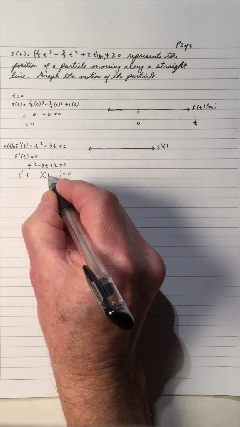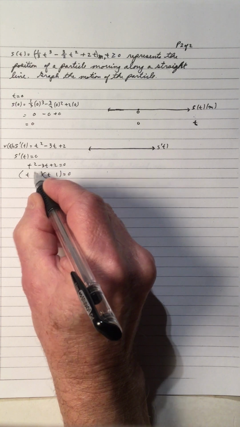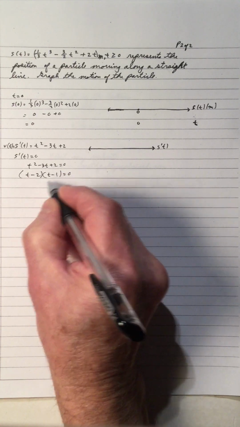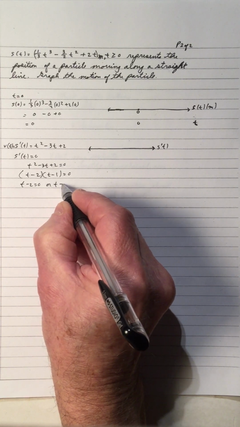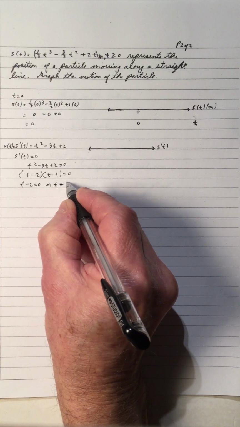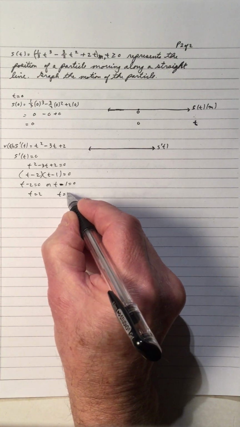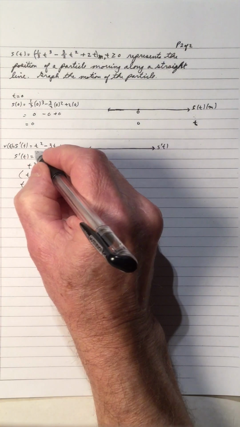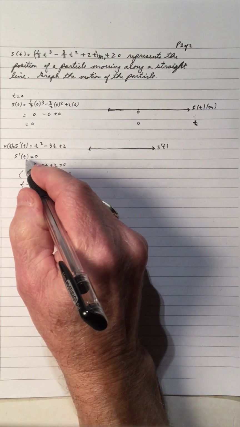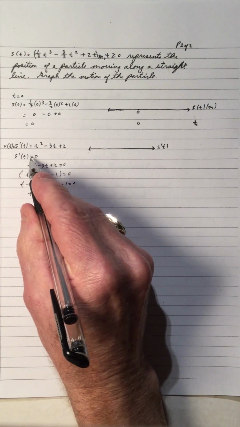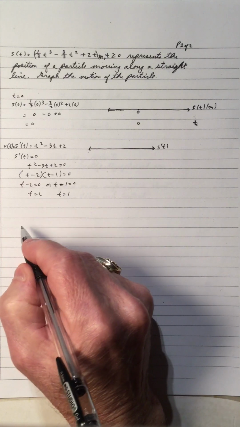This is a quadratic, so let's see if we can factor it. t squared is t and t. Factors of 2 are 2 and 1. The product is positive and the sum is negative, so there have to be two negatives. So t minus 2 is equal to 0, and t minus 1 is equal to 0, so t is 2 or t is 1. So at 1 and 2, the velocity is 0. The particle is stopped at 1 second and 2 seconds.